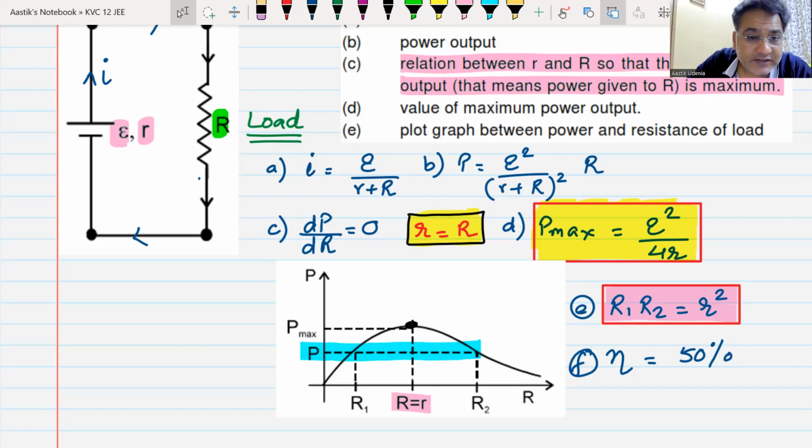Okay, here comes the next question. The next case is where your cell is getting charged by an external source. The cell is getting charged by an external source. Have you noted this down previously? Anyone noted it?